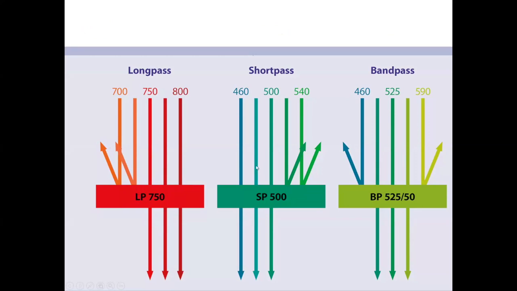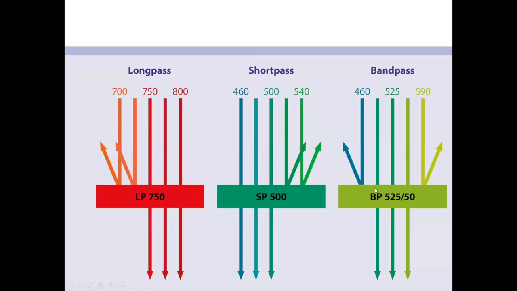Superb, right? Similarly, you have other dichroic mirrors called short pass dichroic mirrors. Now this is a short pass 500 dichroic mirror. As the name says, it allows light of wavelength lesser than 500 to pass through it, and anything more than 500 will be deflected.